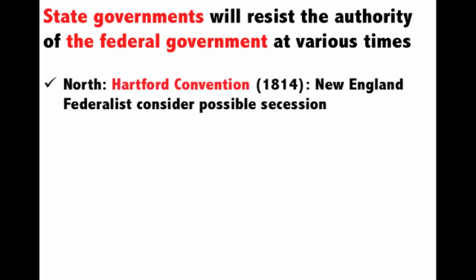And you can see that in two great examples. In the North, at the Hartford Convention in 1814, New England Federalists are going to consider possible secession due to their anger and resentment about the War of 1812. However, the war was over by the time their plot comes to the surface, and the Federalists fade away.